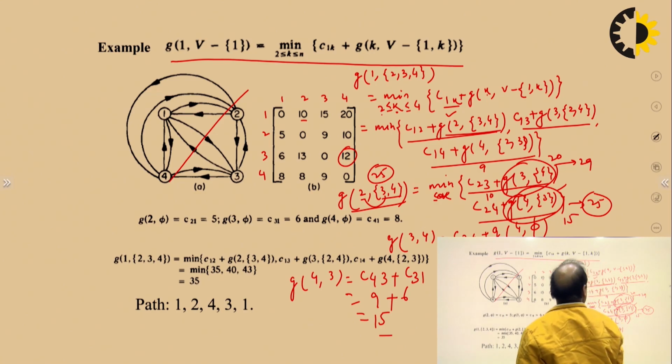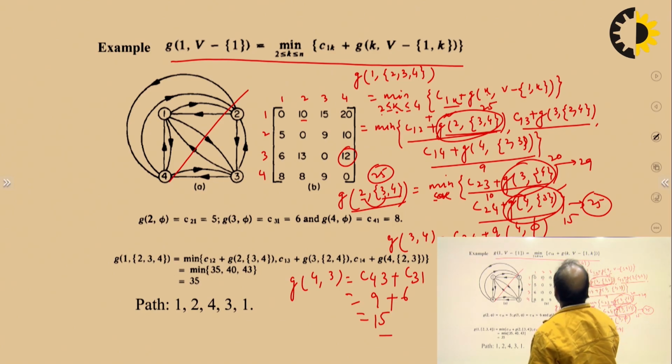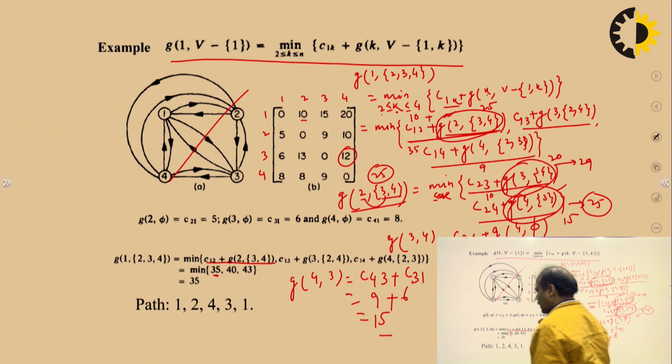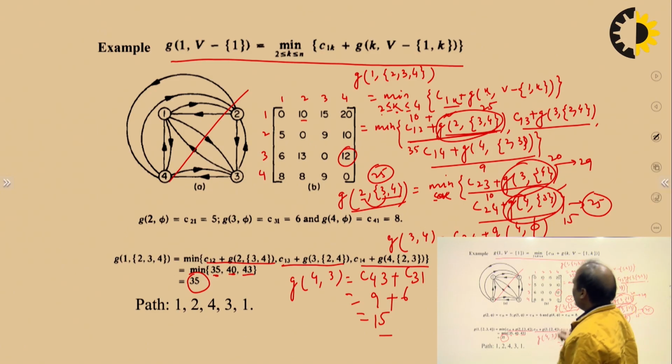This answer is 25. So if you put it over here, this is 25 and 1 2 is 10. So making it 35. This value is 35. We got it. Similarly, if you start computing this value also, you will see the same fashion. This will be 40, and this value will be 43. So the minimum value is 35, which means the length of an optimal salesperson tour is 35.